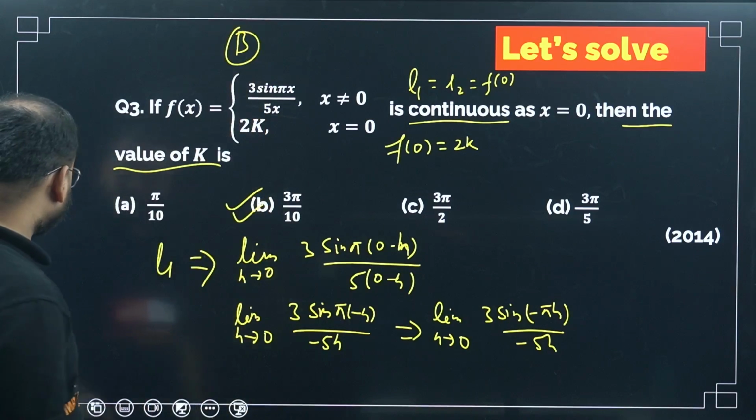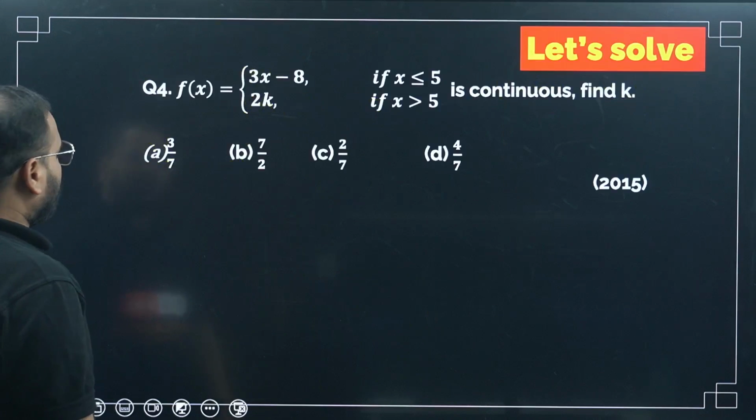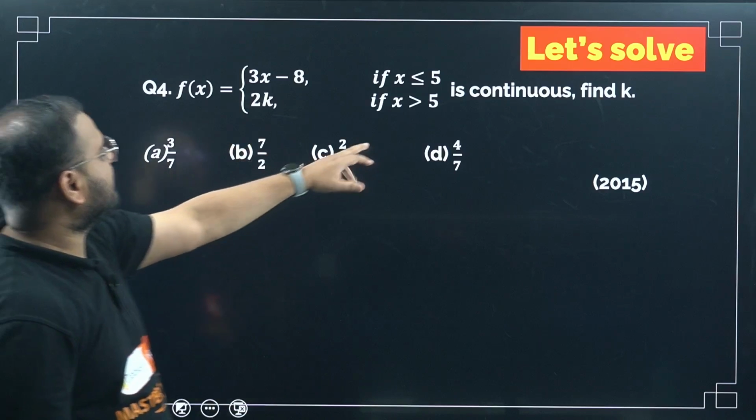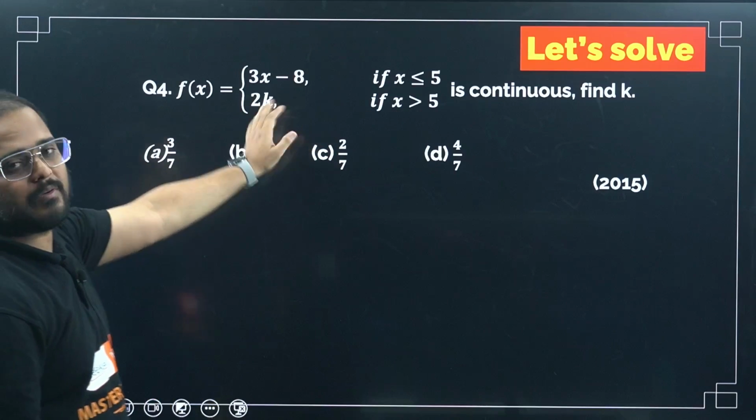Can we move on to the next question? Let's try. Okay, sir. All right. Similar question, but simpler. Why simpler, sir? Because for RHD, I can directly get what? 2k. I don't have to substitute and use the limit.